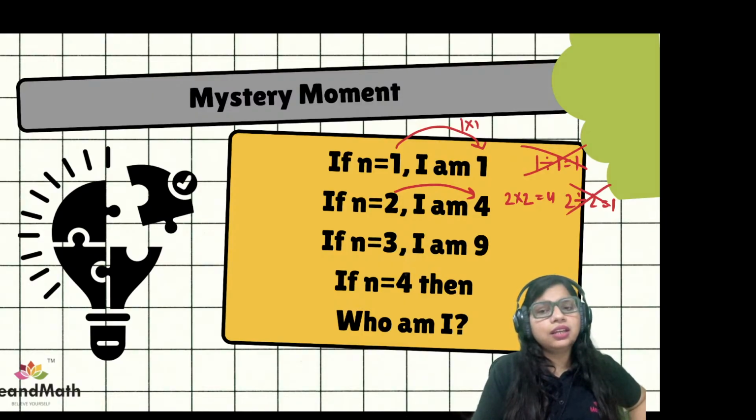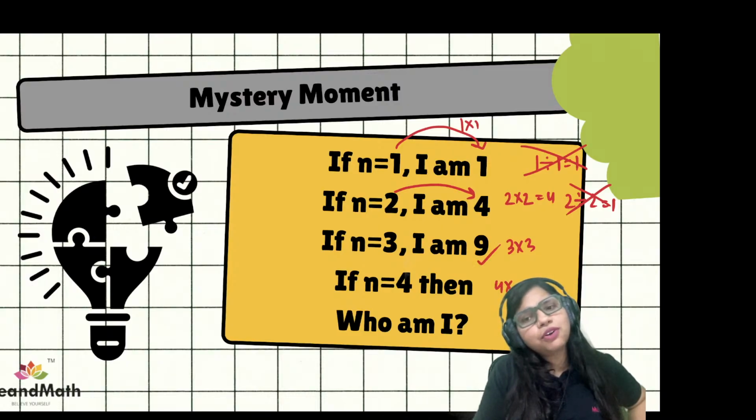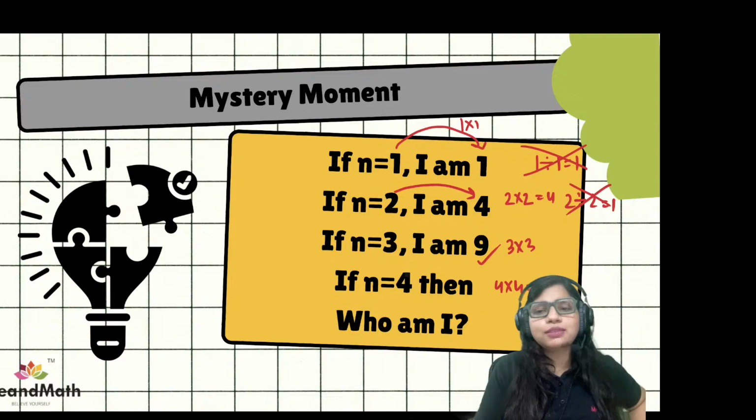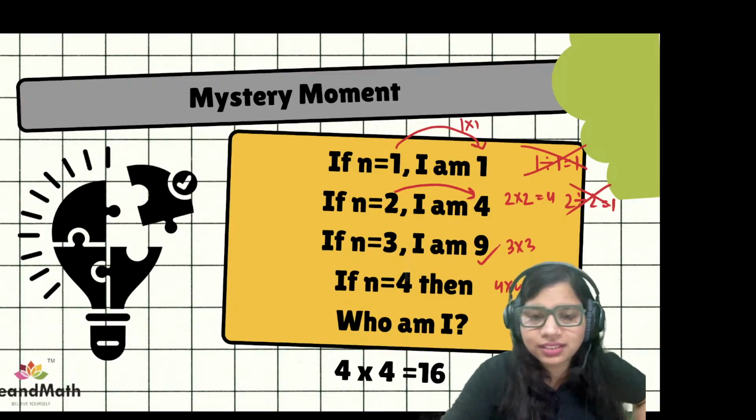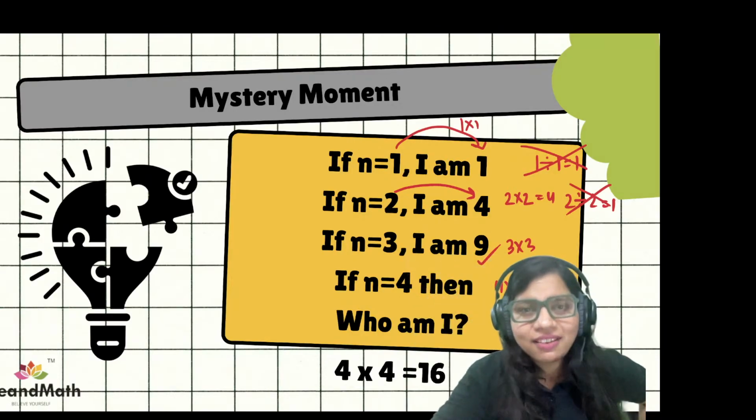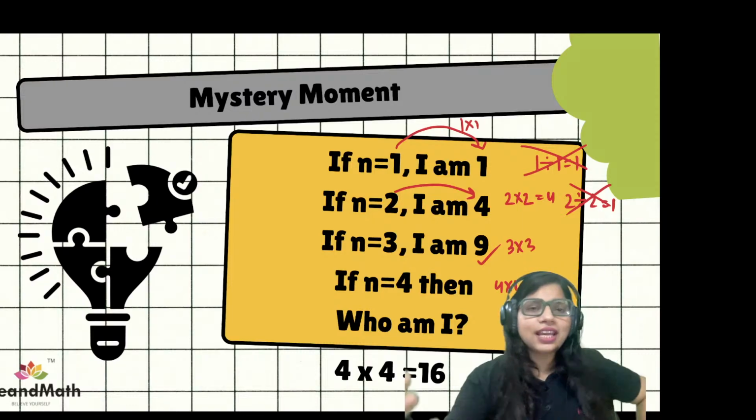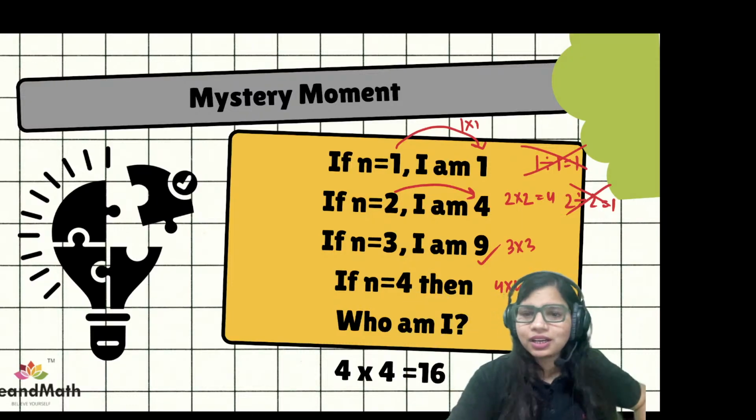When n is 3, 3 times 3, I am 9. When n is 4, 4 times 4, I am 16. Yes, both of you are correct. And it should be 16. Yay, 4 times 4 is 16. Smart kids. Yes, square, that's correct.